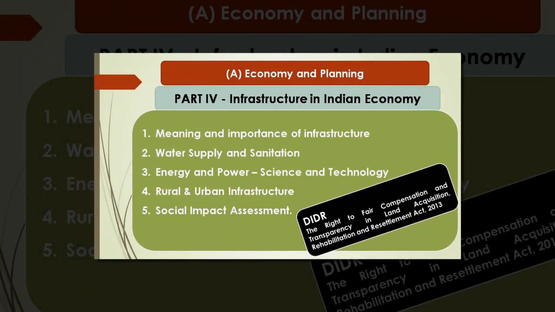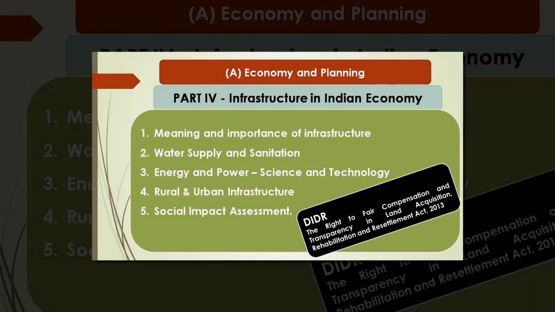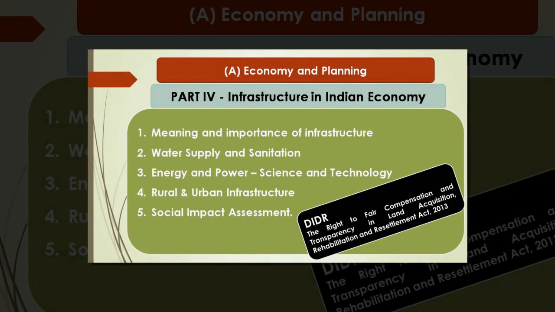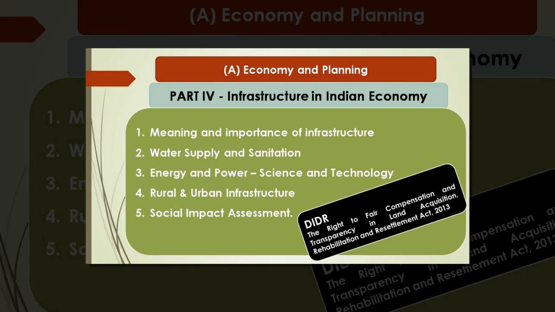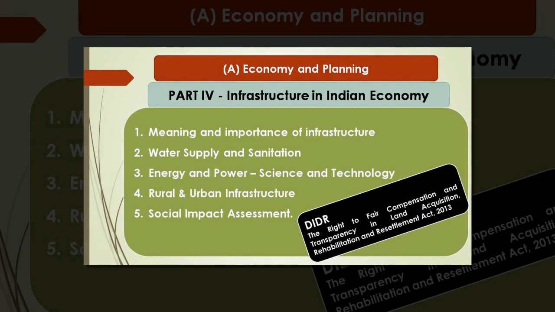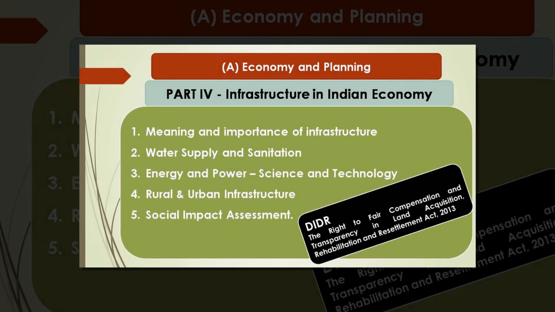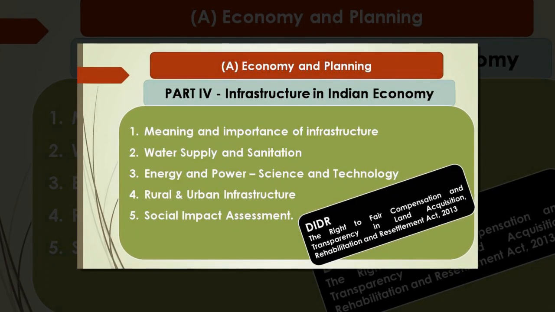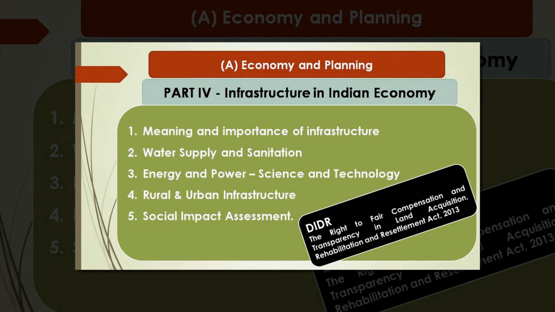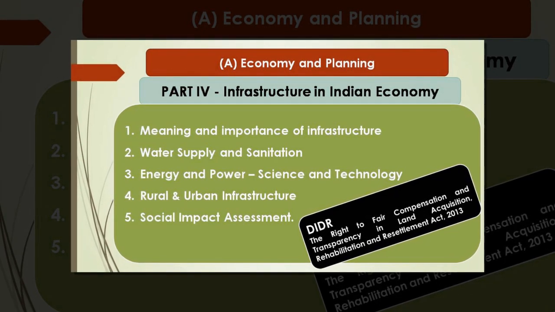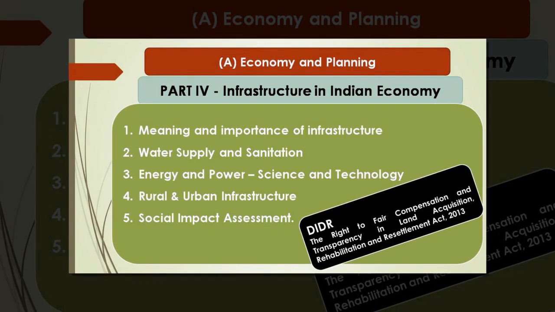Okay, then Part 4, infrastructure in the Indian economy. We have 5 areas under Part 4. Here one interesting fact is that the railway network in India is the 4th largest network in the world after the USA, Russia and China. You should give focus on infrastructure related schemes like Pradhan Mantri Gram Sadak Yojana, Udan scheme and so on.